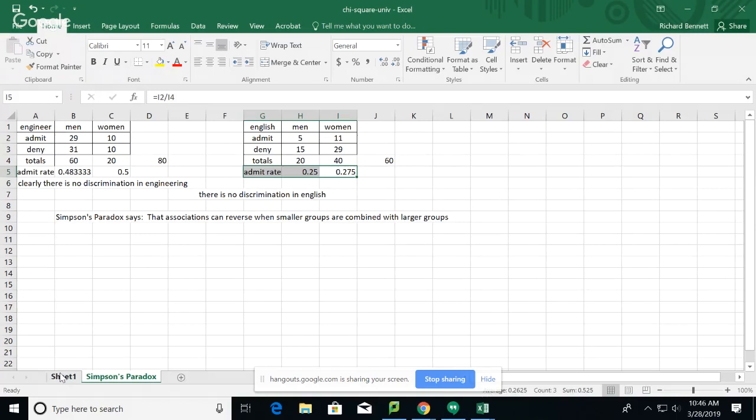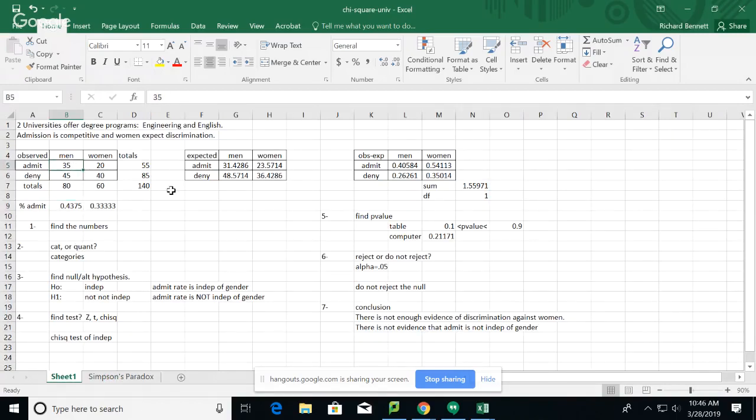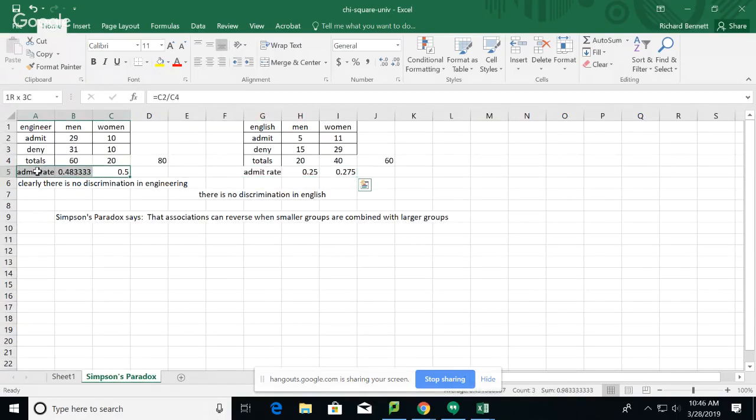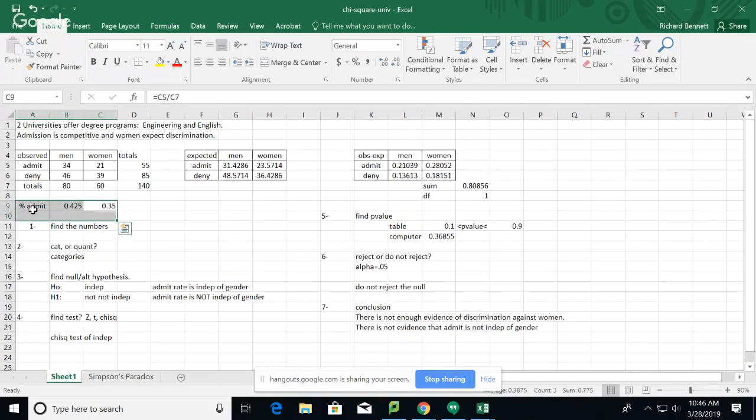Yet, when we go back to here, I'm going to change this to 34 and 46 and 21 and 39. Okay? So it still looks like men have it better, right? But now, when we look here at Simpsons Paradox, women have it better in the engineering department and women have it better in the English department. But it looks like they've got it worse in the overall. Isn't that interesting?